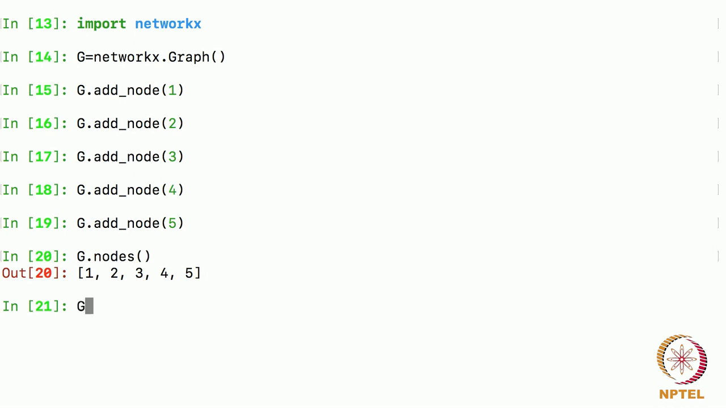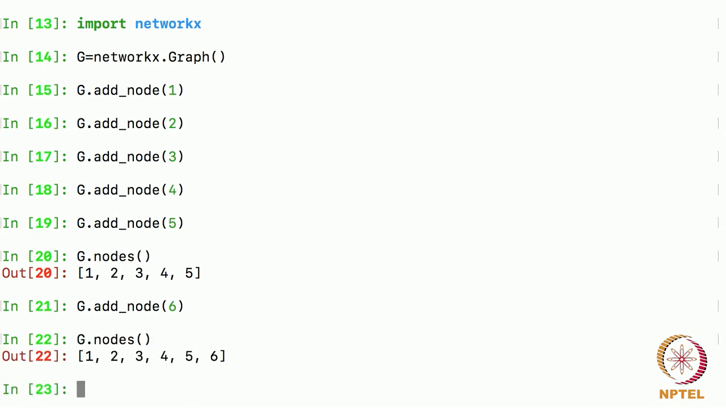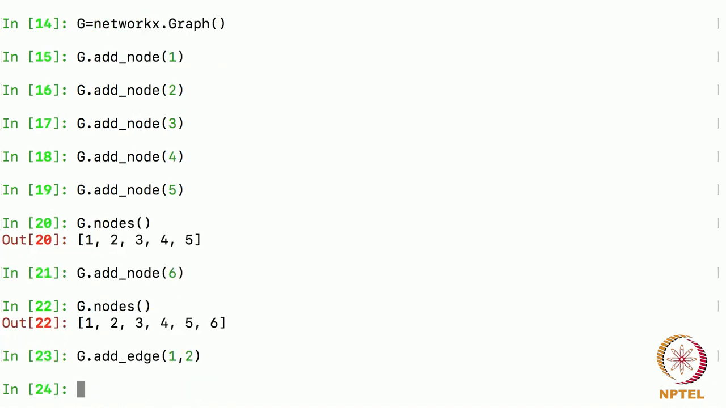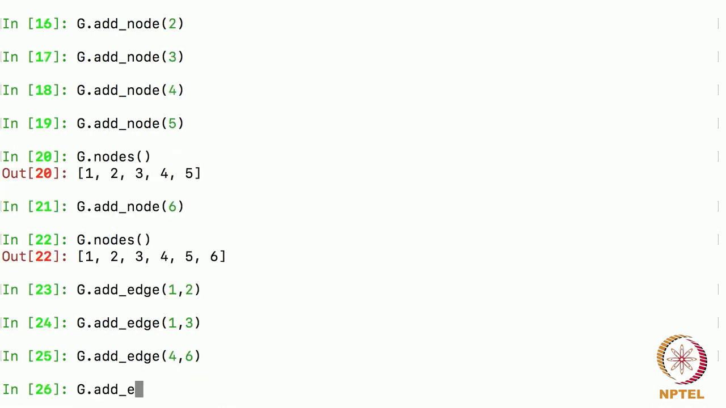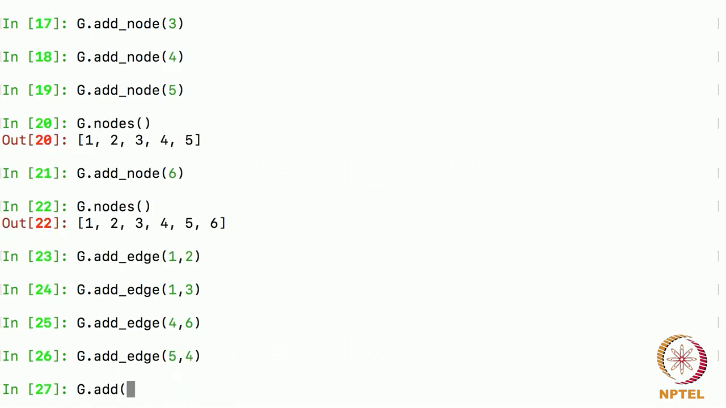I will add one more node, let us say 6, and then I say G nodes, it will print all the nodes that are just now added. Now I can start adding the edges. How do I add the edges? G add edge 1 comma 2, G add edge 1 comma 3, G add edge 4 comma 6, G add edge 5 comma 4, G add edge 2 comma 3, and so on.